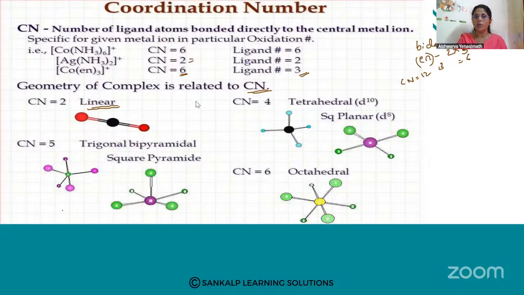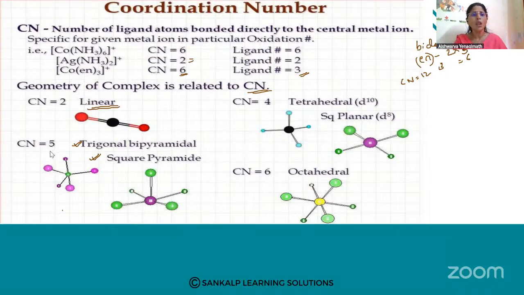Yes, linear geometry. If coordination number is 4, then it will have tetrahedral geometry. Coordination number 5, you expect two types of geometries here. One is trigonal bipyramidal. We will see. There are other theories to explain the complexes and their structures, and we will understand them in our theories. Like we have Werner's theory, valence bond theory, molecular orbital theory, crystal field theory, ligand field theory, electronic theories. As we go through all these theories, we'll understand how these structures arise.